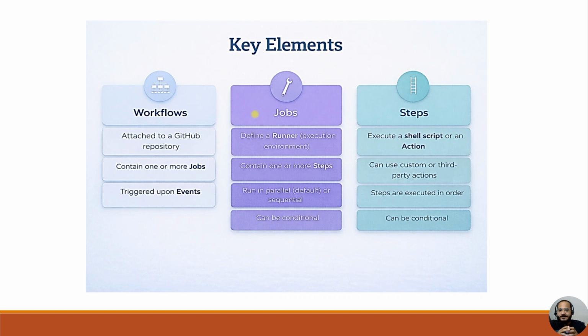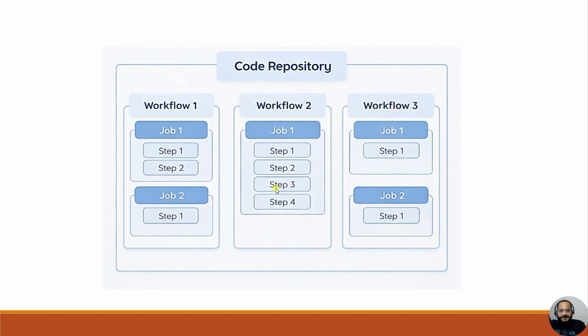So in simple words, first will be the workflow where you define your jobs, and under jobs you define your steps, and steps are nothing but simple tasks or commands which you are going to execute as part of your workflow run. So you can see in this particular image, you can have multiple workflows as part of a single repository. Each workflow can have multiple jobs, and multiple jobs can have multiple steps. It's totally up to you, depending on your requirement, you define your workflow.